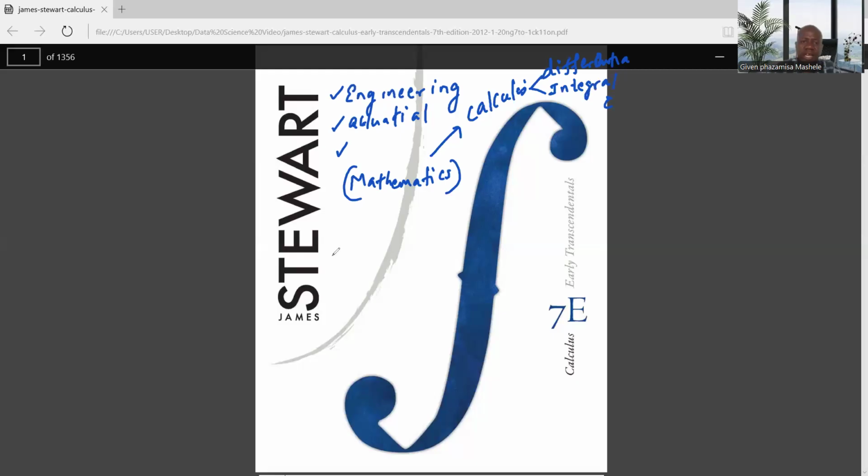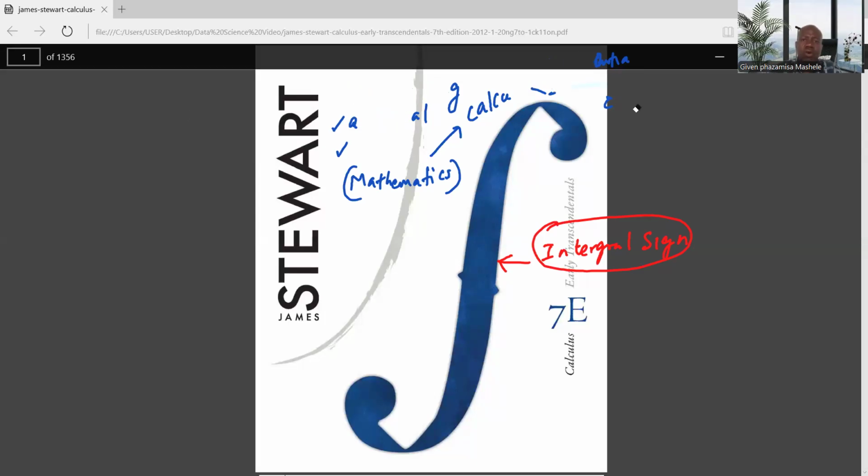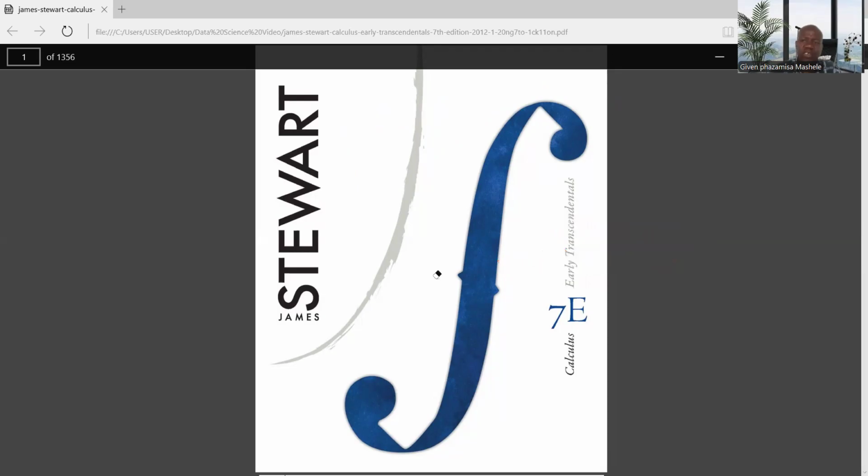And this symbol that you see here on this book is called an integral sign. So you'll be learning more about this when you go to university. However, ladies and gentlemen, now I just want to take you through the pre-knowledge. What is it that you need to know in order for you to enjoy your mathematics modules at university?